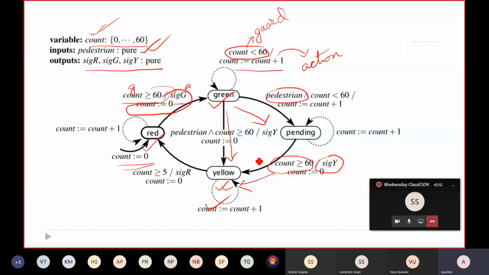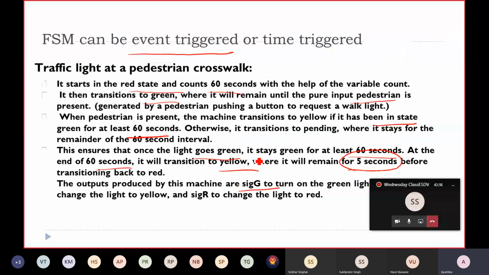Maybe it is not so much practical, and you can think how this green color may be replaced by red color and so on. Just match whatever I'm telling with these specifications and check. See, here it is given: when a pedestrian is present, the machine transitions to yellow if it has been in state green for at least 60 seconds. Otherwise, it transitions to pending, where it stays for the remainder of the 60 seconds of the interval.